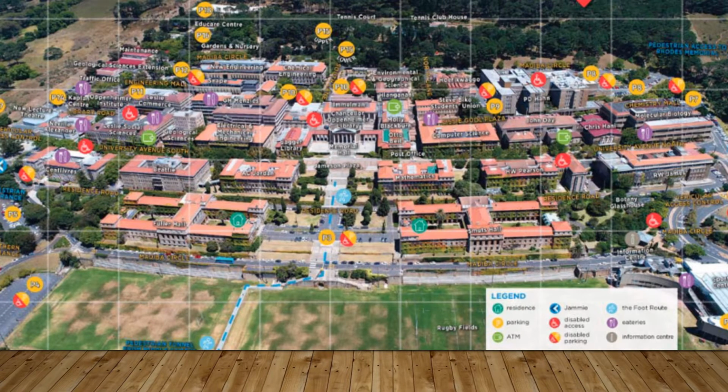On the screen is a map of UCT Upper Campus. UCT Upper Campus is built on the slopes of Devil's Peak, and as a result, the campus can be quite steep. This can create access challenges for persons with mobility impairments. The Disability Service has developed a wheelchair access map for UCT Upper Campus, and this map can be found on the UCT website.